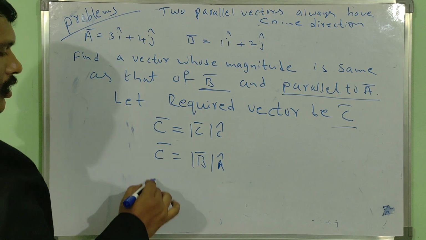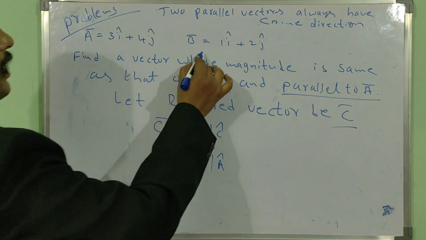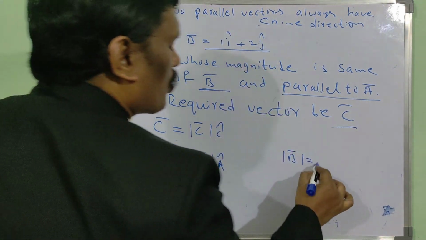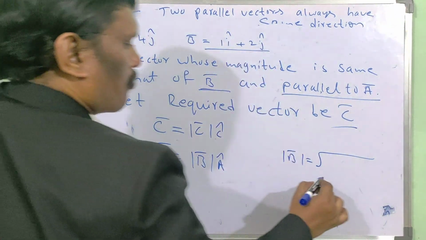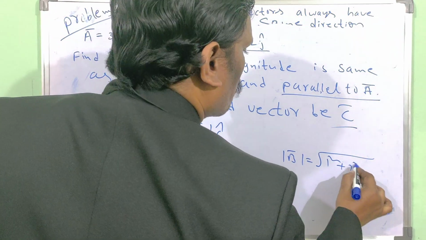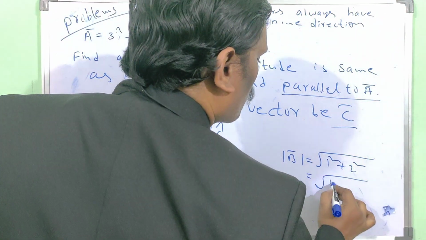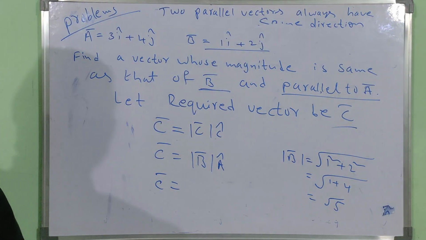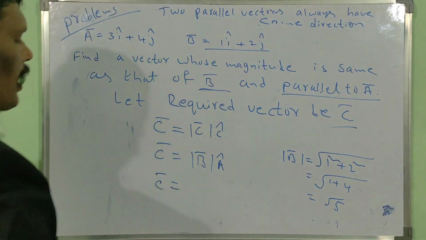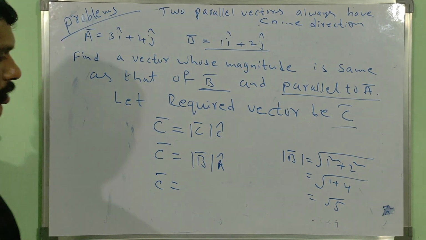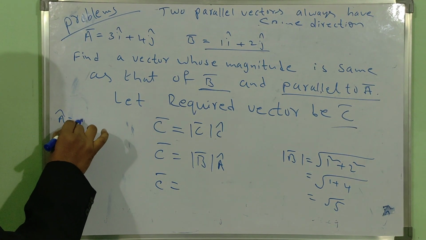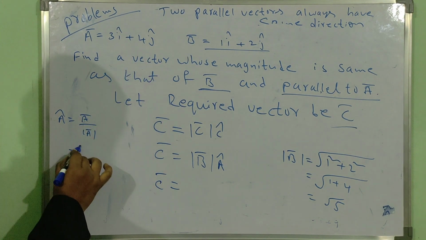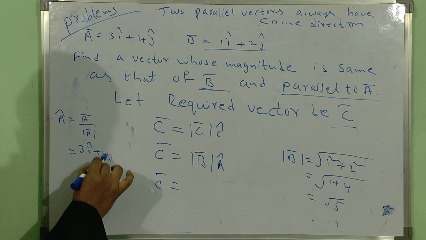Now calculate the magnitude of B bar. Magnitude of B bar is equal to the square root of 1 square plus 2 square. That is root of 1 plus 4, which is root 5. That is the magnitude of B bar. How to calculate A cap? A cap means A bar by mod A bar. What is A bar? A bar is 3i cap plus 4j cap.